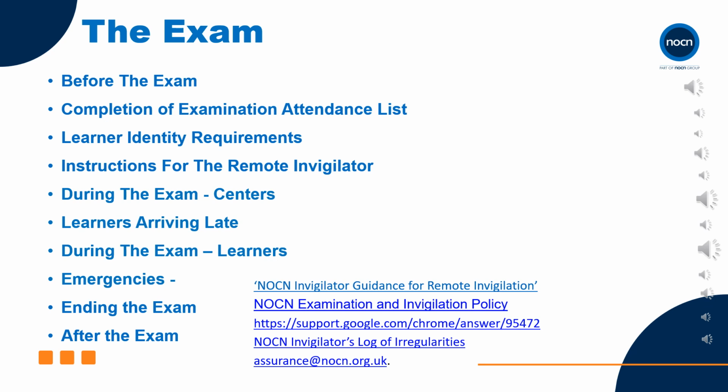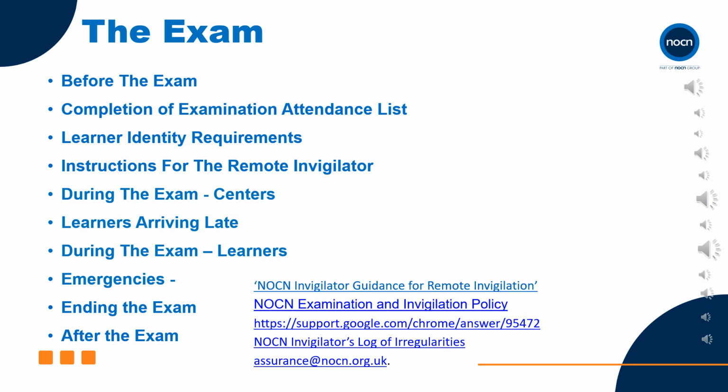Learner identity requirements. Invigilators must ensure that they perform the appropriate and required checks to ensure that the correct learner is sitting the examination before the examination starts and before examination materials are shared with the learner. For all examinations, prior to each examination session, the learner must provide a copy of a valid photographic identification, such as their passport or driving licence.